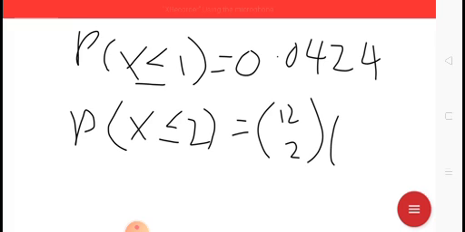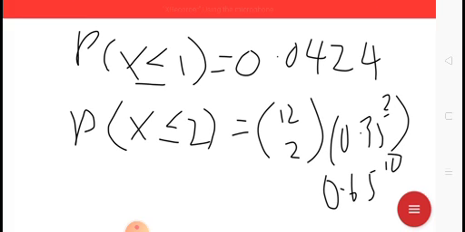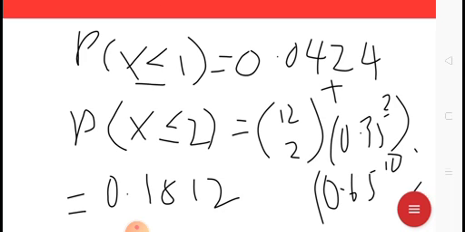12C2 times 0.35 squared and 0.65 power 10. So you can use this plus 0.0424, and you may get 0.1512. Okay, so 0.1512 is larger than 0.05. So it means 2 is no longer in the critical region anymore, right? If this is not in the critical region anymore, it means the critical region only includes the last value, which is 1.